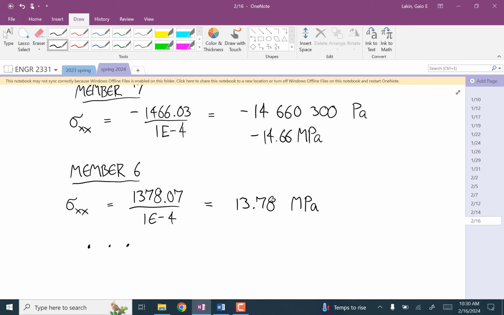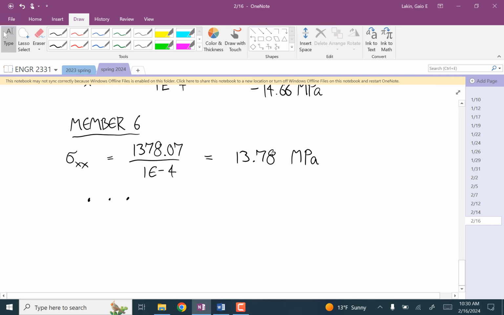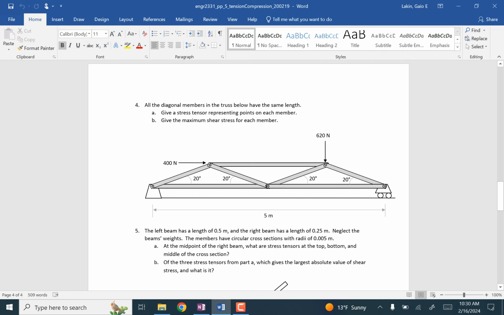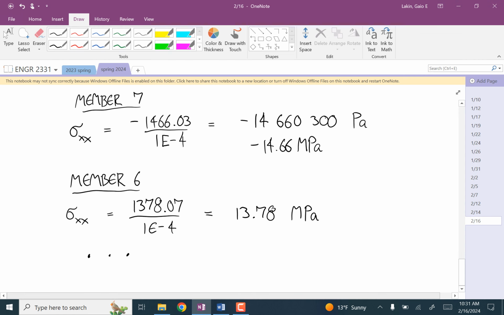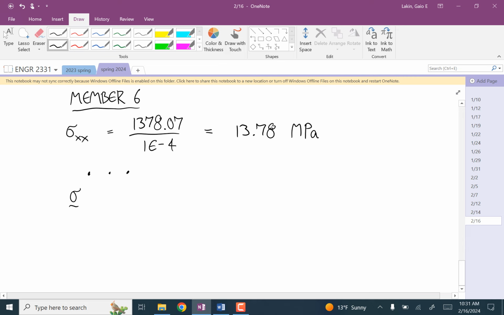Any questions about that besides why I didn't give you a cross-sectional area? It's all part of my master plan. What's your master plan? I don't know. So then the maximum shear stress for each one is just that divided by 2? That's right. And the stress tensor would be like 13.78, zeros everywhere else.